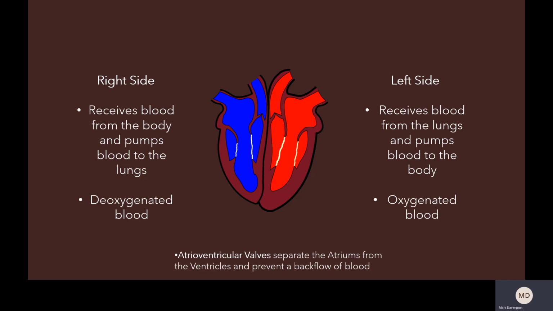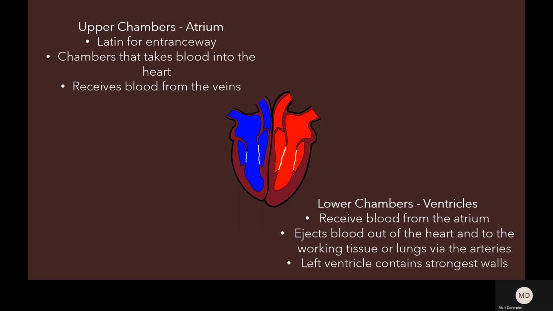Atrioventricular valves separate the atriums from the ventricles and prevent the backflow of blood. So there are valves within the heart which prevent blood going the wrong way.